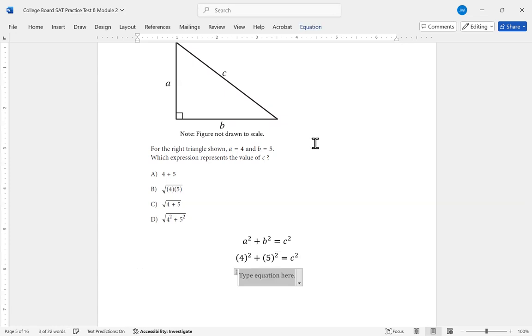And then because I know the hypotenuse is going to be a positive measurement, I can take the positive square root of both sides. So that gives me the square root of 4 squared plus 5 squared is equal to C. So 4 squared plus 5 squared underneath a square root is an expression that represents the value of C. And therefore, the option there is option D. So D is the answer to number 5.